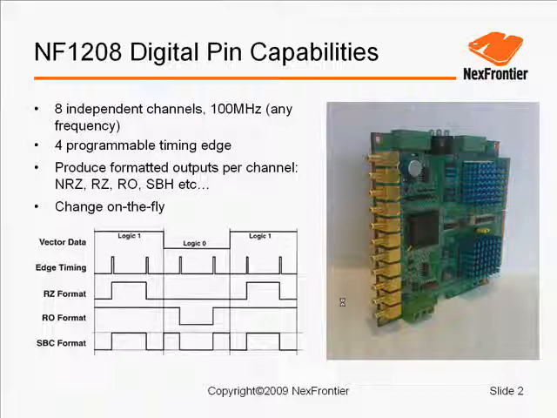Within each clock cycle, it has 4 programmable timing edges. And by programming these 4 timing edges, we are able to produce formatted outputs per channel. Some example formats include NRZ, RZ, R1, SBH, which represents surrounded by high, etc. And we are able to generate digital data with change on the fly data format.